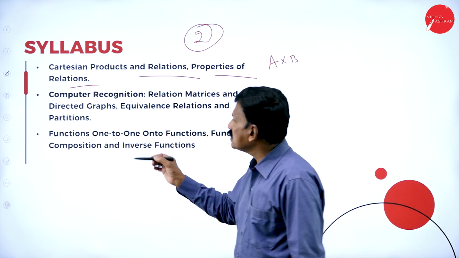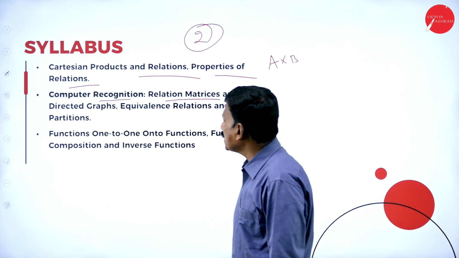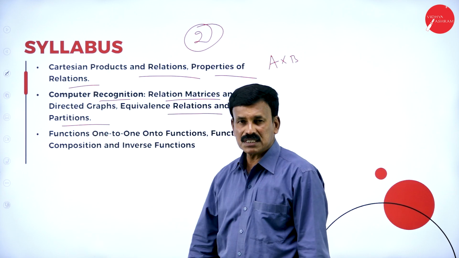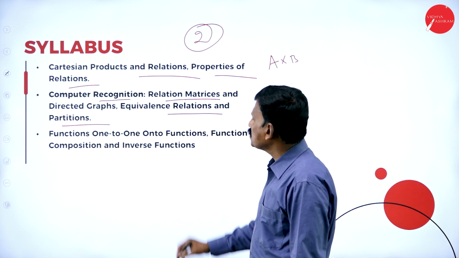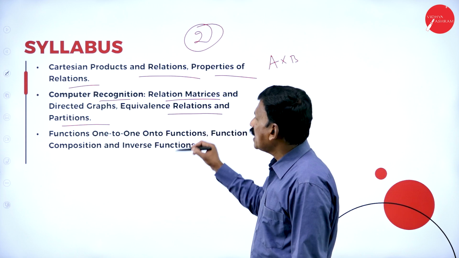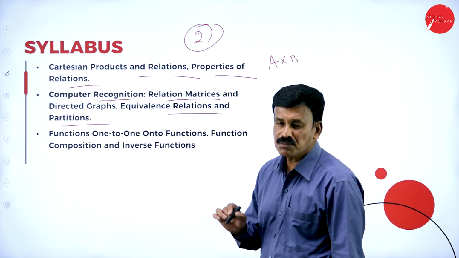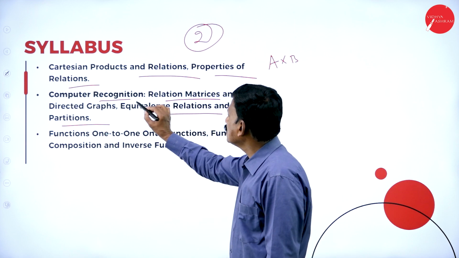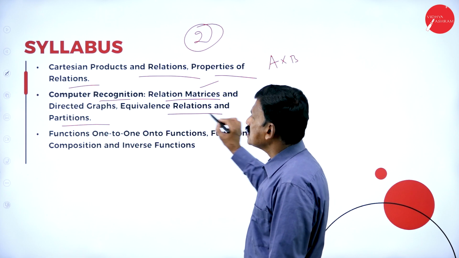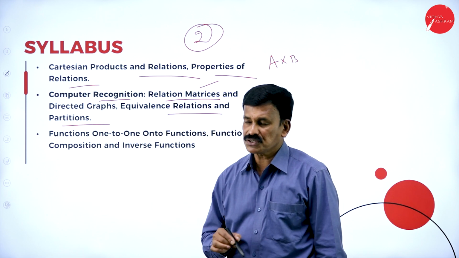Next, the second part in this is the computer recognition of relation, the matrix and the directed graph, and equivalence relation and the partition. This is an important concept. Here we are going to study equivalence relation and the problems related to equivalence relation, and representation of this equivalence relation in a graphical method, that is by arrow diagram, as well as representation of this relation in matrix form. Relation matrices and a directed graph for this equivalence relation and the partition.